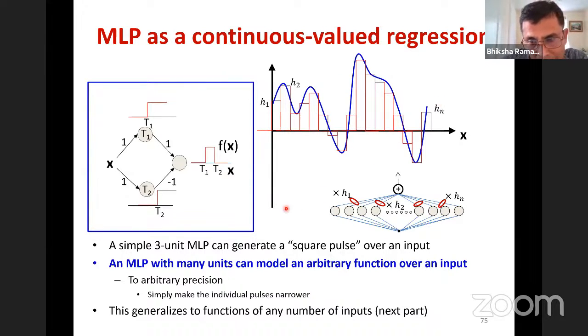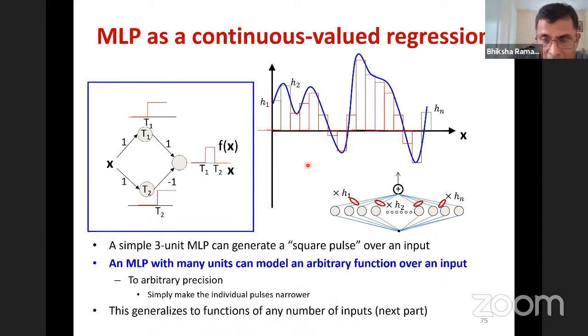All I have to do is to have a very large number of neurons of this kind, where each pair of neurons computes one of these pulses. I can scale their outputs by the height of the blue function within this pulse. And so as a result, the summed output of all of these pairs of neurons of this large network is going to be a stepwise approximation of the blue function itself. And I can make this approximation arbitrarily precise by making these pulses arbitrarily narrow.